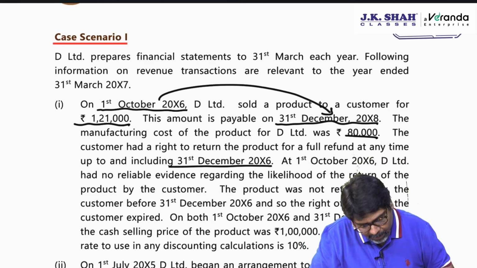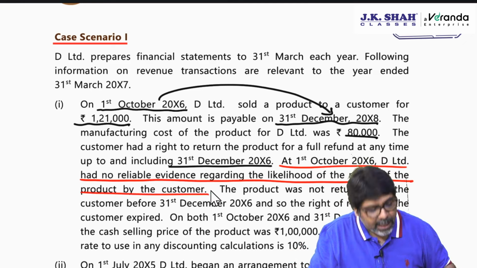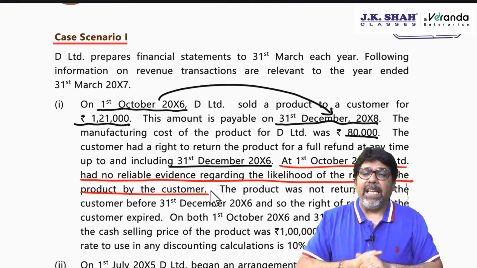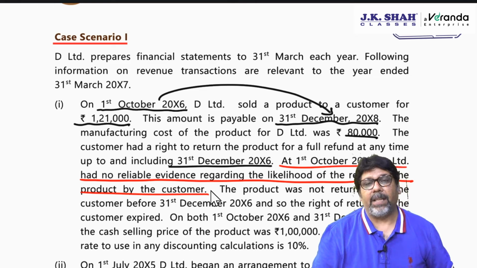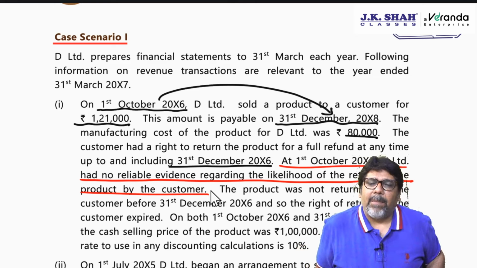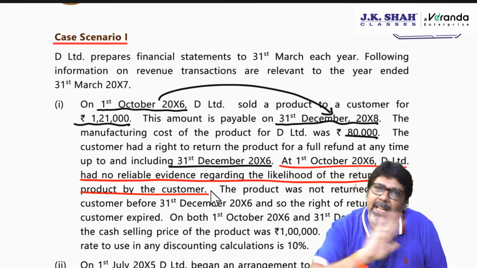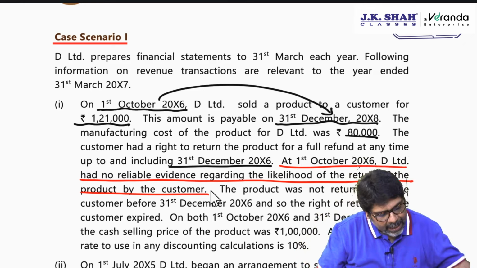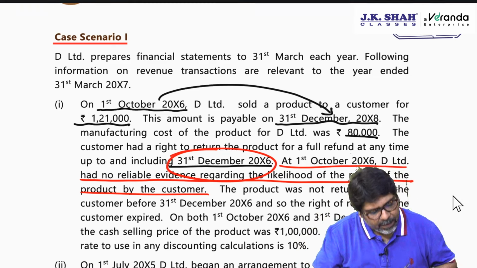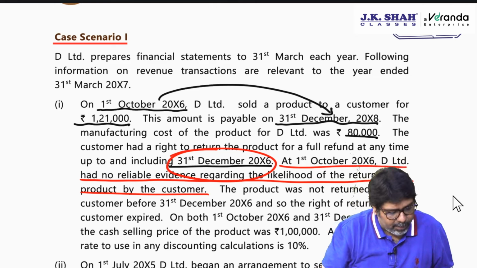At 1st October, D Limited had no reliable evidence regarding the likelihood of the return of the product. Since they did not have any reliable evidence, in that case on 1st October they cannot recognize any revenue. They can recognize revenue only if the return period is over. As we read in the question, the return period gets over on 31st of December. Therefore, they cannot recognize any revenue up to 31st of December 2006.